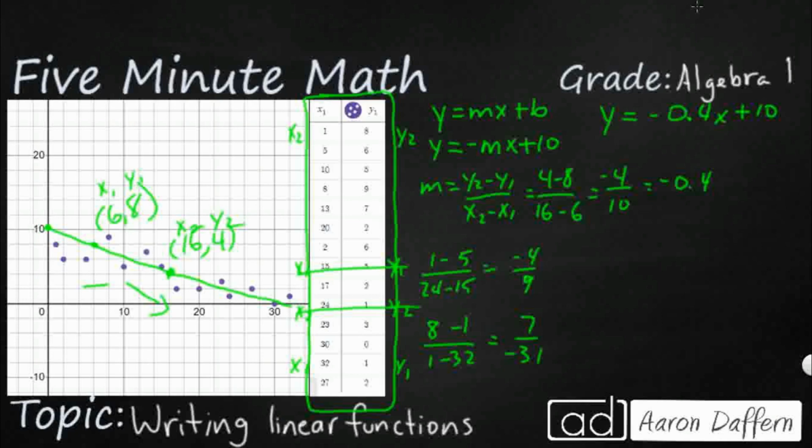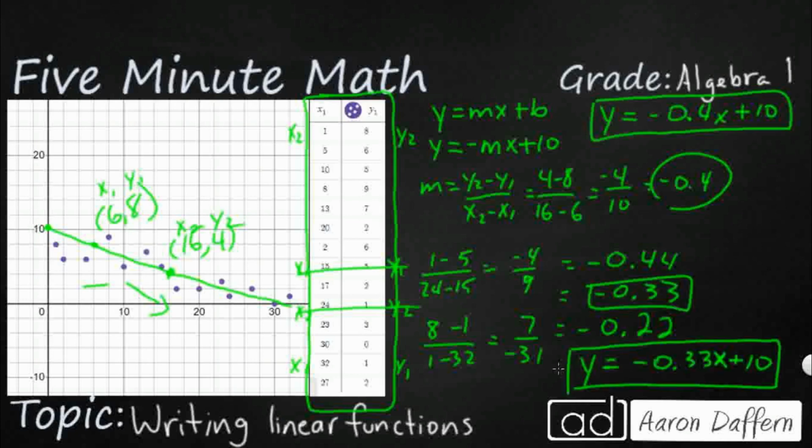But if we just kind of plug these in, this is negative 0.44, and this is negative 0.22, and you notice how that kind of falls in between. So if I just took these, I might say, oh, negative 0.33 kind of lands in the middle. y equals negative 0.33x plus 10. So you see how we are close.